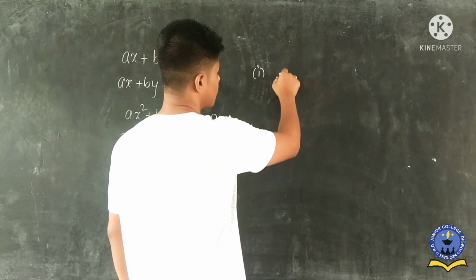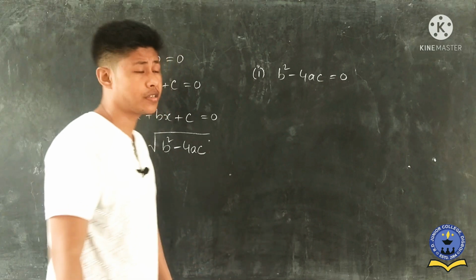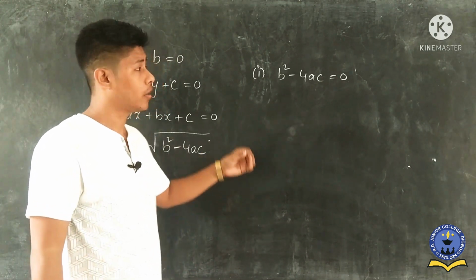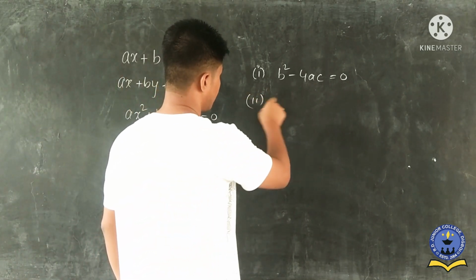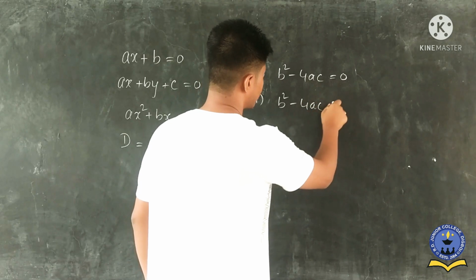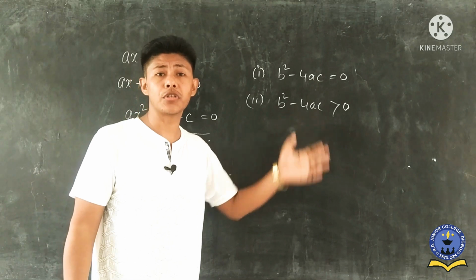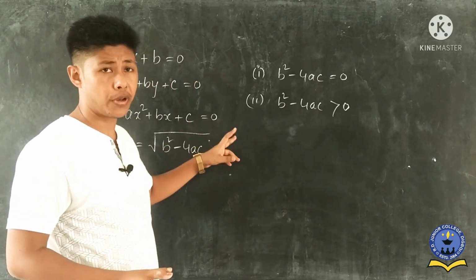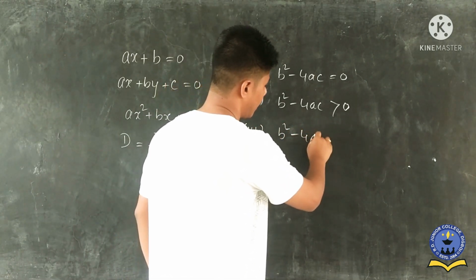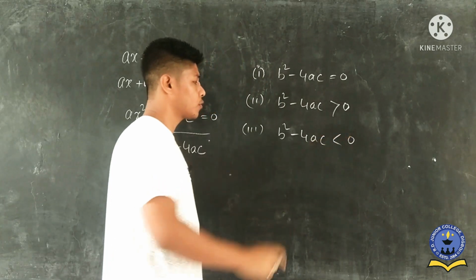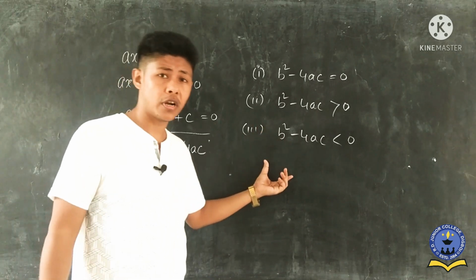The first one is if b² − 4ac = 0, then the roots are real and equal. All of you know this one. The second one, if b² − 4ac is greater than 0, then we get real roots and the roots are unequal. And the third case, b² − 4ac is less than 0. In this case the roots are not real.